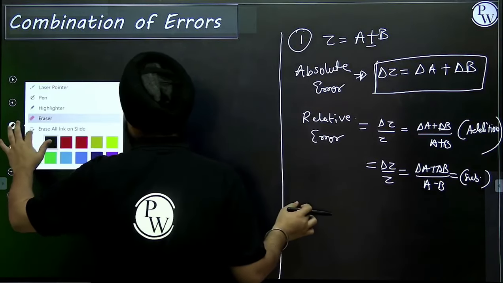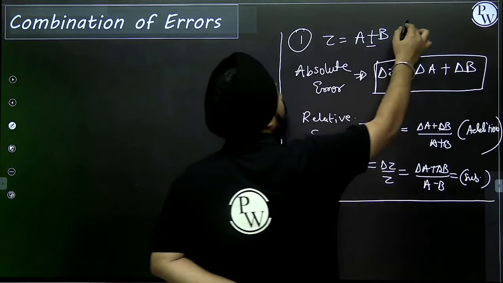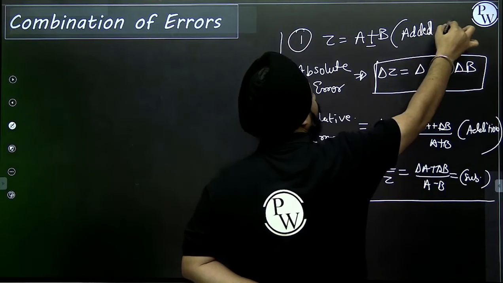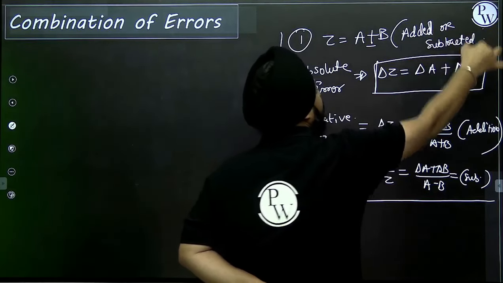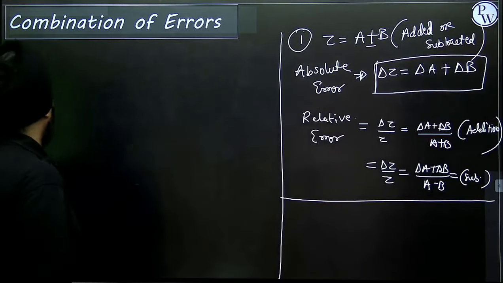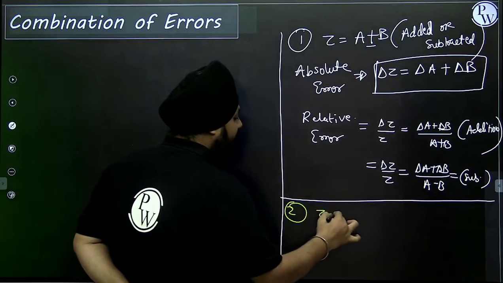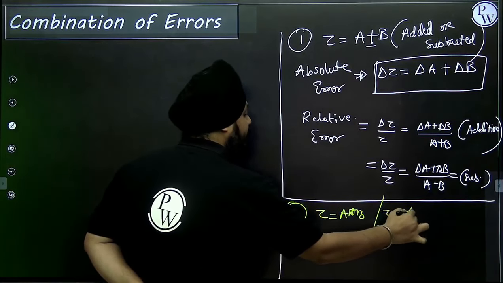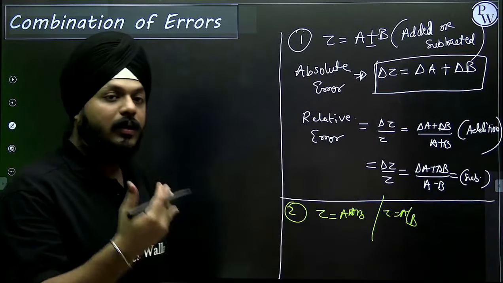That is, when two physical quantities are added or subtracted, this is how we resolve it. Now, the second case: when two physical quantities are multiplied or divided.